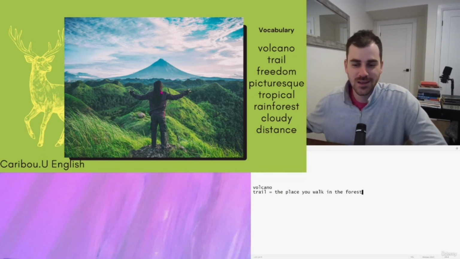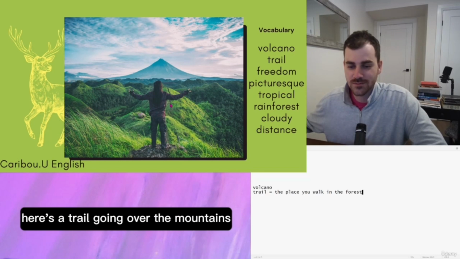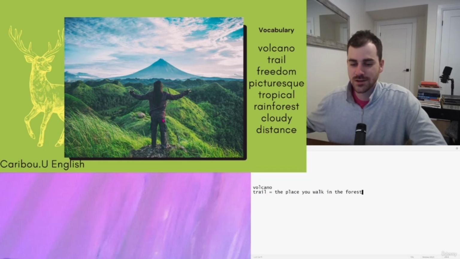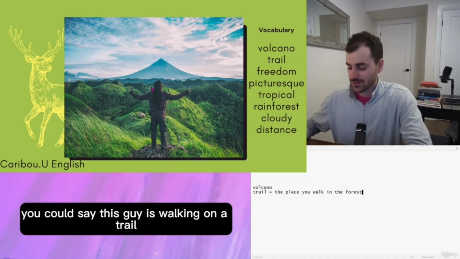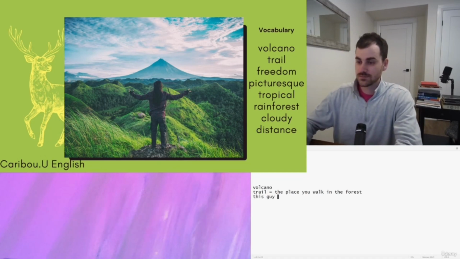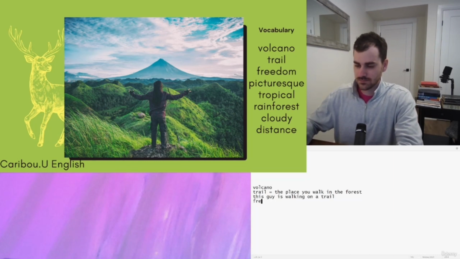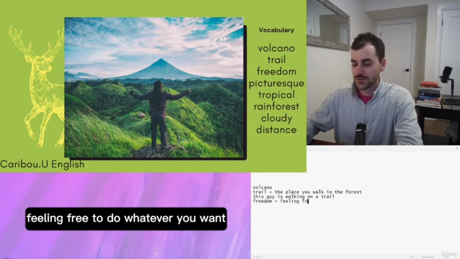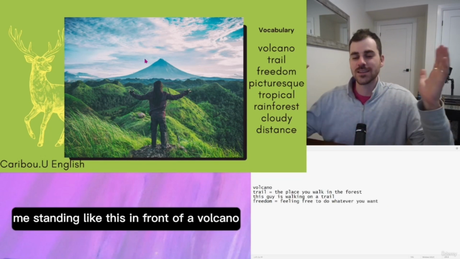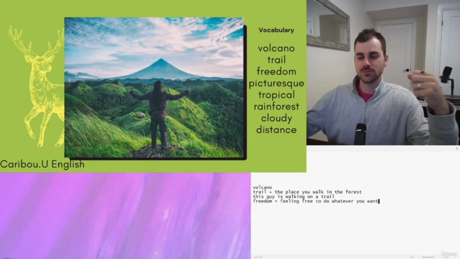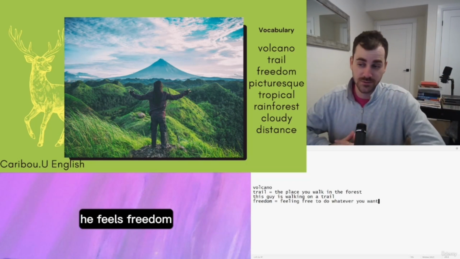Trail. Here's a trail going over the mountains. You could say this guy is walking on a trail. Freedom. Feeling free to do whatever you want. Me standing like this in front of a volcano, he feels freedom.